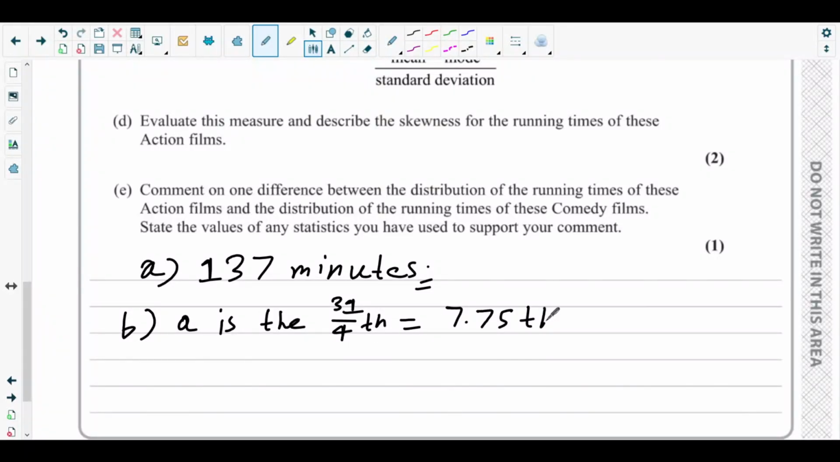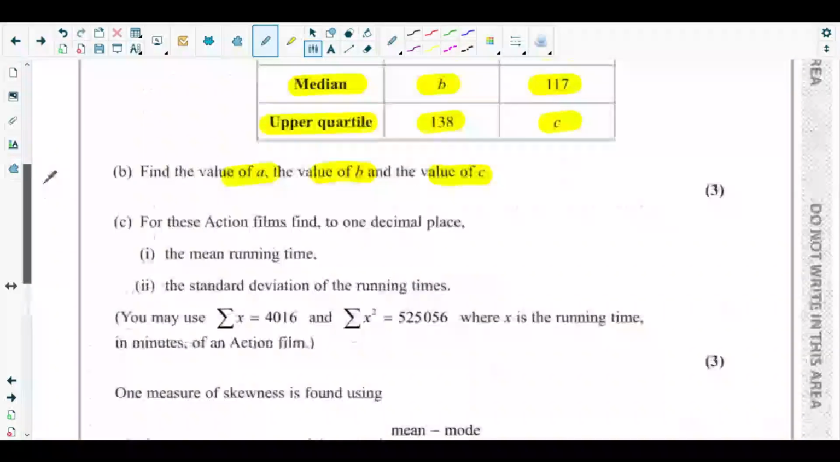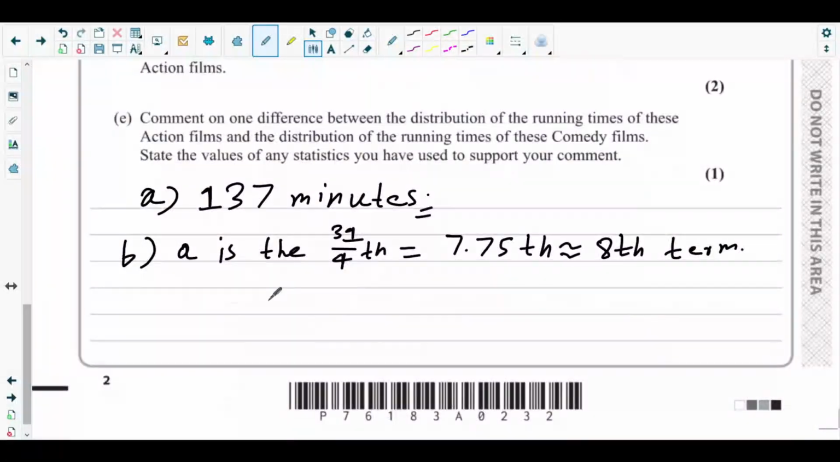7.75th. Should we round up or round down? Always for decimal values we round up for finding quartiles or percentiles, isn't it? So the 8th term for discrete data. For comedy films we need to get the 8th term.